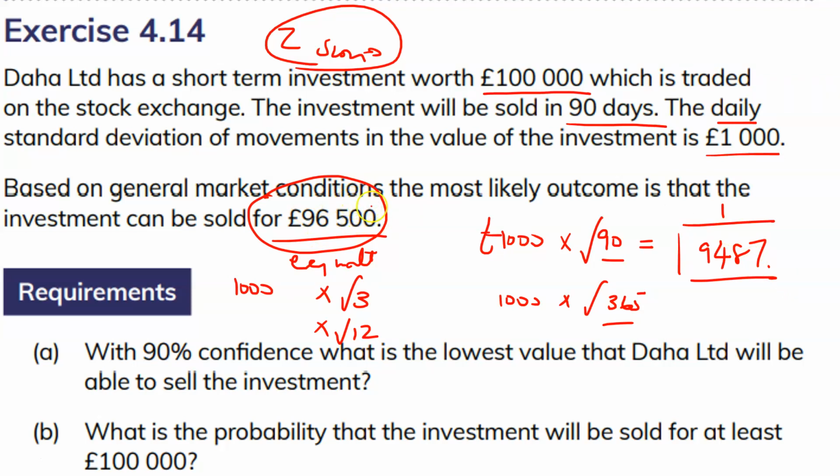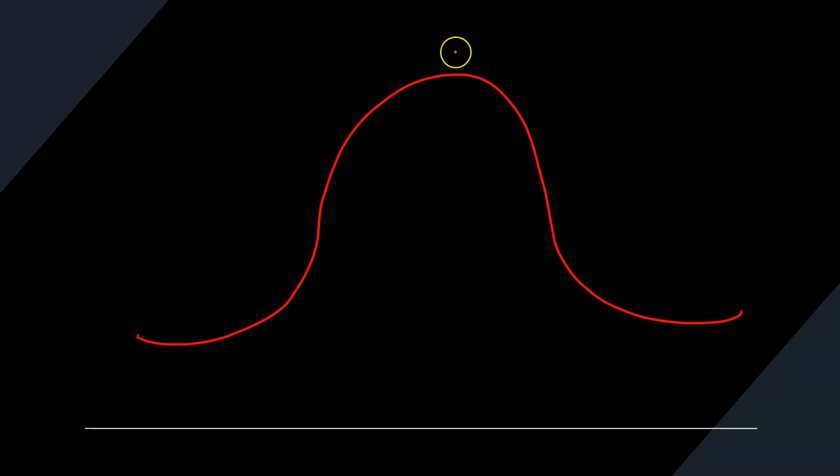So all that theory we've done was just to arrive here, so you could understand z-scores and the relationship between, if you like, the probability. Here it tells you: with a 90% confidence, what is the lowest value that Daha will be able to sell the investment for? So let's go back here again. If we have a mean, this is saying, what is the lowest value? My z-score table will be able to give me the 90%, saying what is the lowest value I can sell it for.